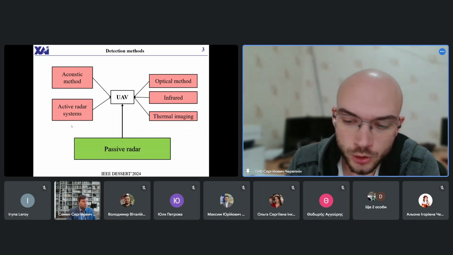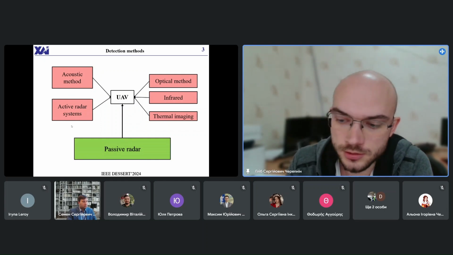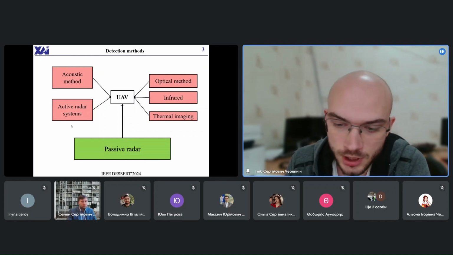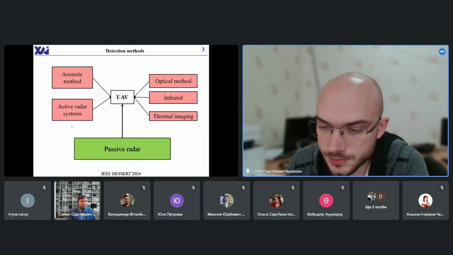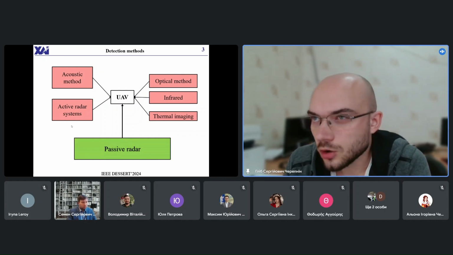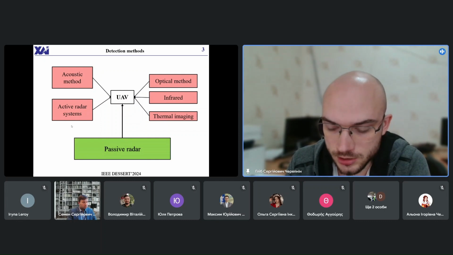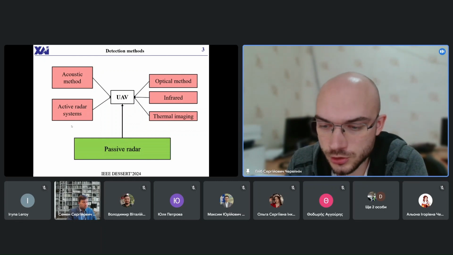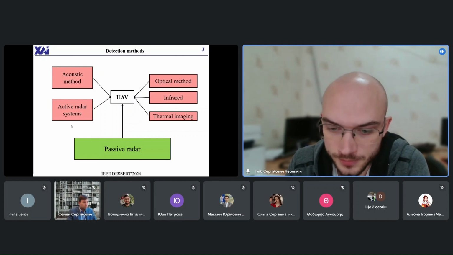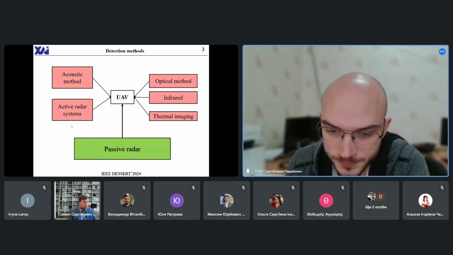And also, an active radar detection system has the greatest detection range. They also have a blind zone and can be less effective in detecting small objects. And also, new composite materials from which UAVs are made can be specifically designed to reduce visibility for some wavelengths for active radar. And the main disadvantage is visibility when the radar is turned on.